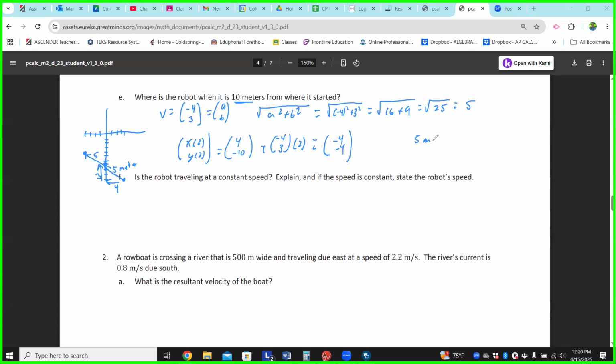5 meters. Side note, has nothing to do with this problem. 5 meters, 1 second. Oh, I have no idea.